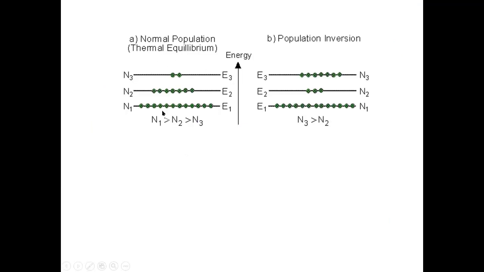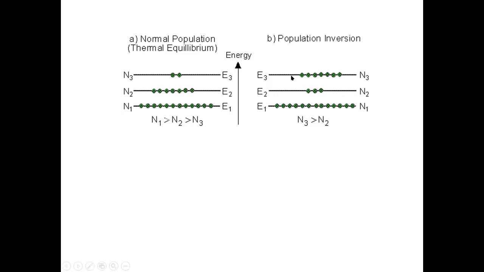So this is the normal population in thermal equilibrium, but in the population inversion state we have at least two energy states in which the number of electrons in the higher energy state is greater than the number of electrons in the lower energy state. But this is not the whole story.